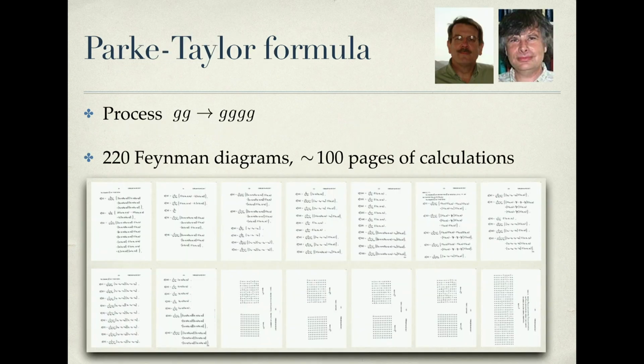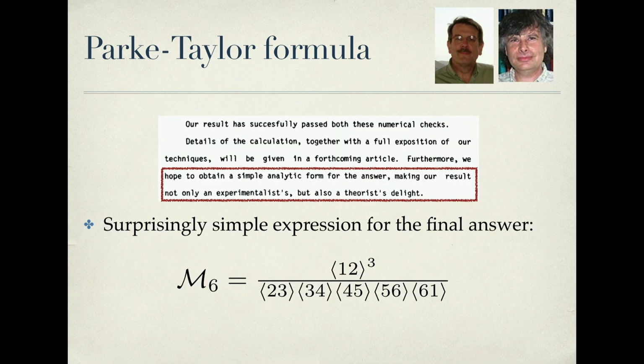Now, what we started with as a motivation was the calculation from 1985, which was exactly that process, 2 gluons in the initial states and 4 gluons in the final states for a particular helicity configuration, and that was 220 Feynman diagrams, and this was the result in the paper. But the final result for the amplitude was as simple as that. And I already introduced these spinor helicity variables. This result was not originally written in terms of spinor helicity variables. It was rewritten like that a few years after that.